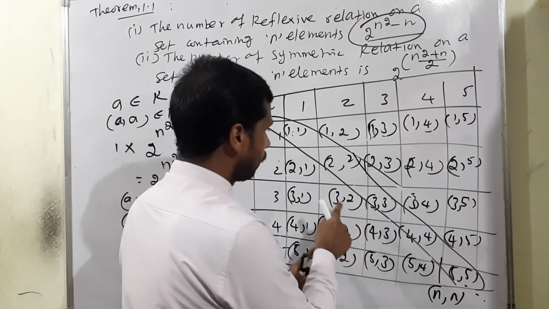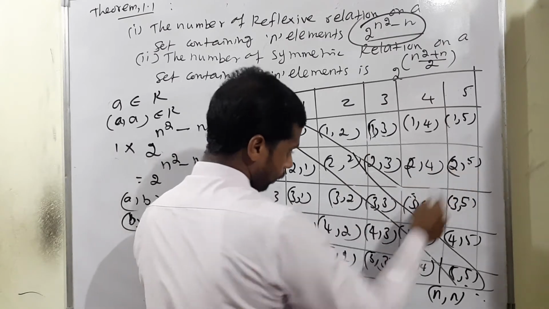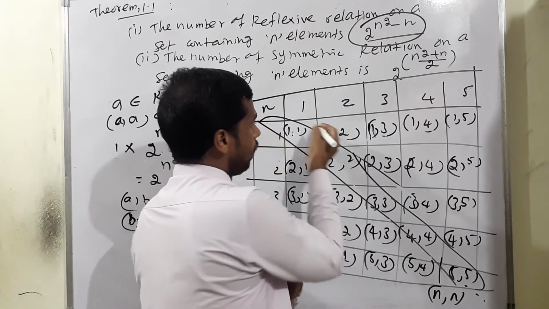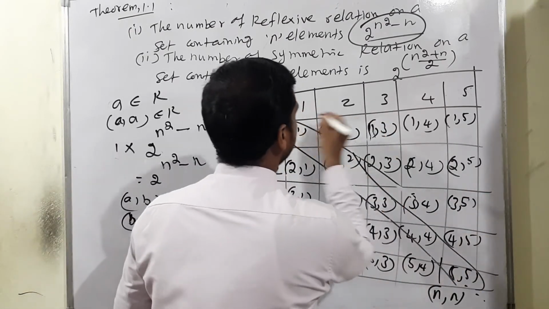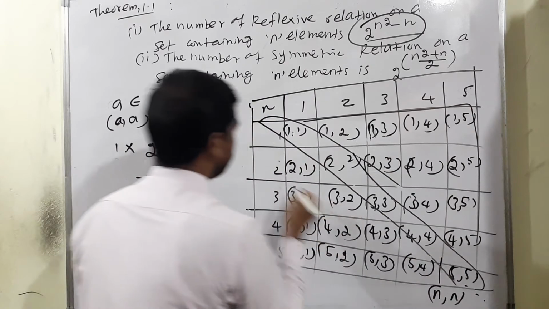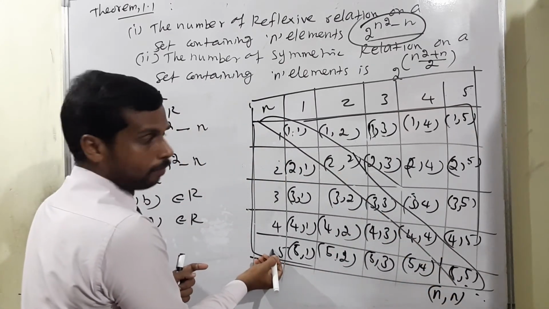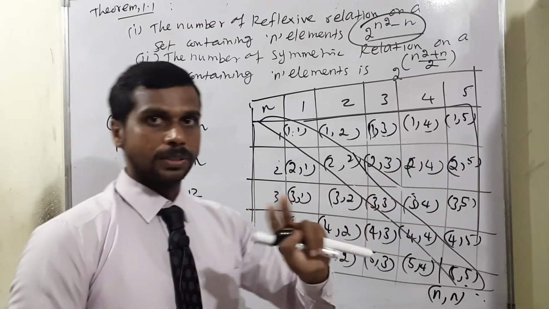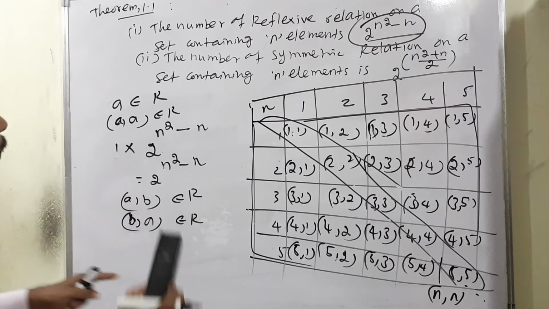So each and every time, 3 comma 2 means 2 comma 3. 2 comma 4 means 4 comma 2. 2 comma 5 means 5 comma 2. So we have two different types of symmetric: the upper side triangle, and definitely the lower side triangle, in symmetric form. Therefore how many ways are possible? 2 ways possible.